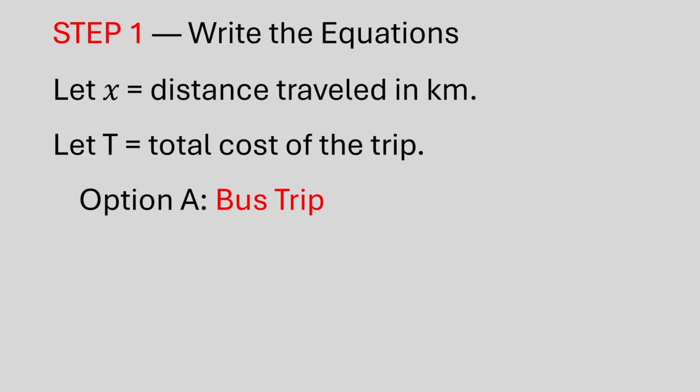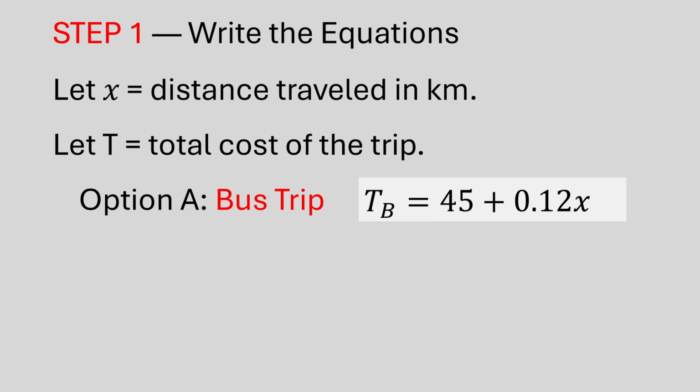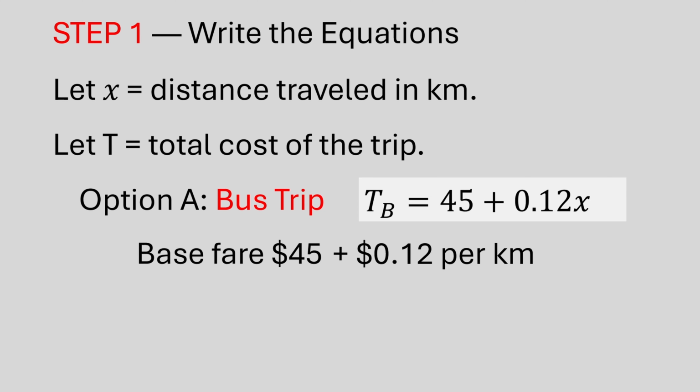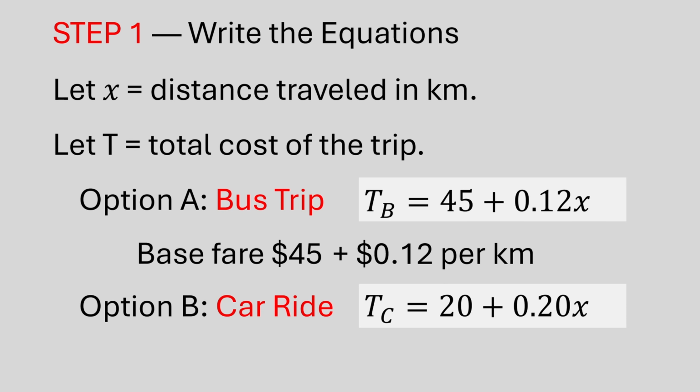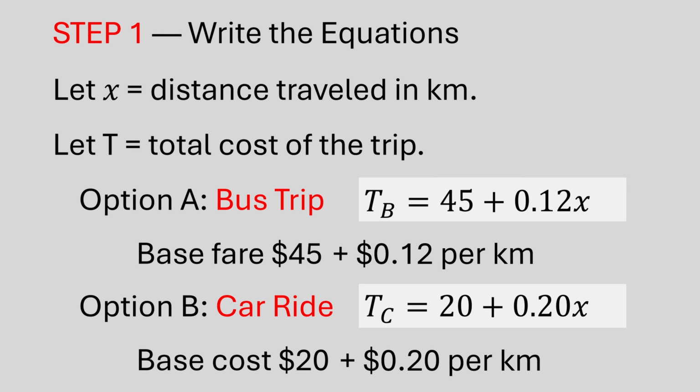Option A: bus trip. Total cost TB equals $45 base fare plus $0.12 per kilometer times x, distance traveled in kilometers. Option B: car ride. Total cost TC equals $20 base fare plus $0.20 per kilometer times x, distance traveled in kilometers.